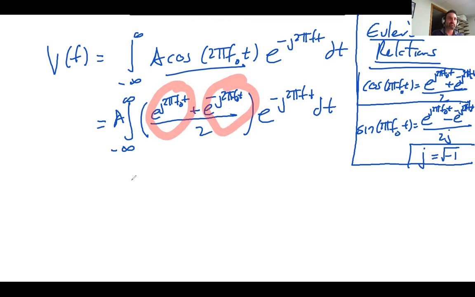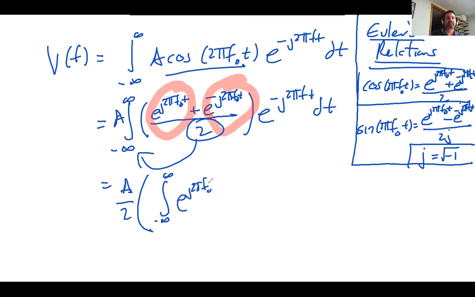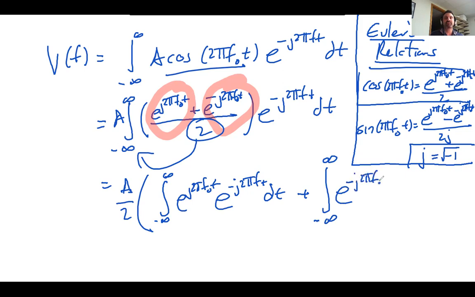This is what we're going to do. First of all, I'm going to take the 2, put it on the outside, right? So now I have a over 2 brackets, the integral from minus infinity to infinity of e to the j 2 pi f naught t, e to the minus j 2 pi f t dt, right? Plus, because remember, an integral is a linear operator, the integral from minus infinity to infinity of e to the minus j 2 pi f naught t, e to the minus j 2 pi f t dt. Close brackets. Awesome.